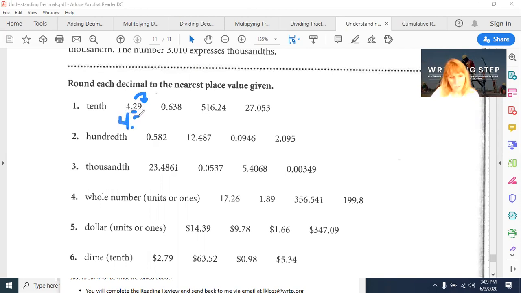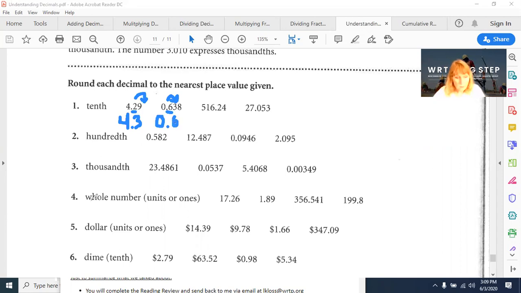So 4.3. One more in the tenths place. That's a 6. We look next door. It's a 3, so that's less than 5, right? So we're going to keep it a 6. So it's going to be 0.6. It's not going to round up.